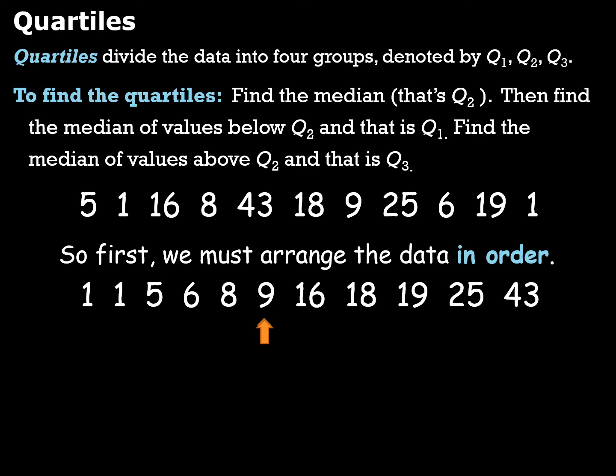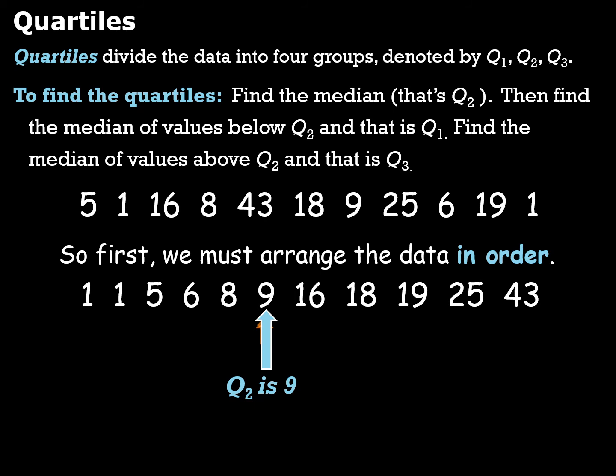So your question might be now, that's going to be our Q2, right? 9 is our Q2. Now the question is, should I use 9 in trying to find Q1? So should I look at the values from 1 up to 9 and find its median? Or should I look at just the values below 9, so 1 up to 8, and then find the median?